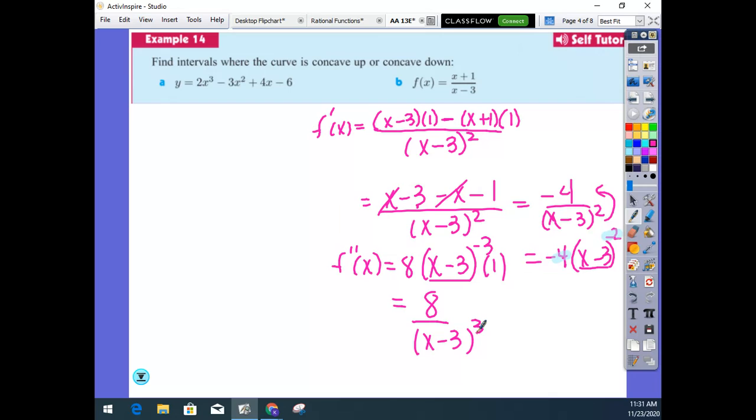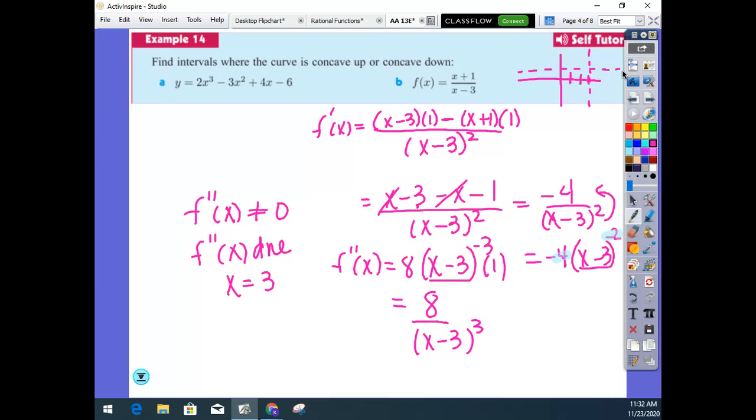Okay, so we can see, since there is not a variable in the numerator, the second derivative cannot equal 0. But what we can see is it does not exist when x equals 3. This should make sense. This is a rational function. This has a vertical asymptote at 3 and a horizontal asymptote at 1.